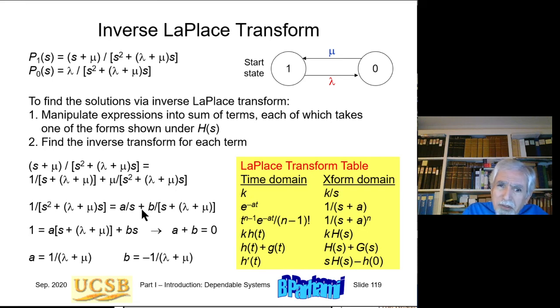Now try to combine these two. When I combine two fractions, I multiply the denominators, s times s plus lambda plus mu. And then I have a times this plus b times this, so a times this denominator plus b times this denominator. And that should be equal to 1, because I started with this fraction and decomposed it into these two fractions. The sum of these two fractions should equal that, and therefore this expression should equal 1.